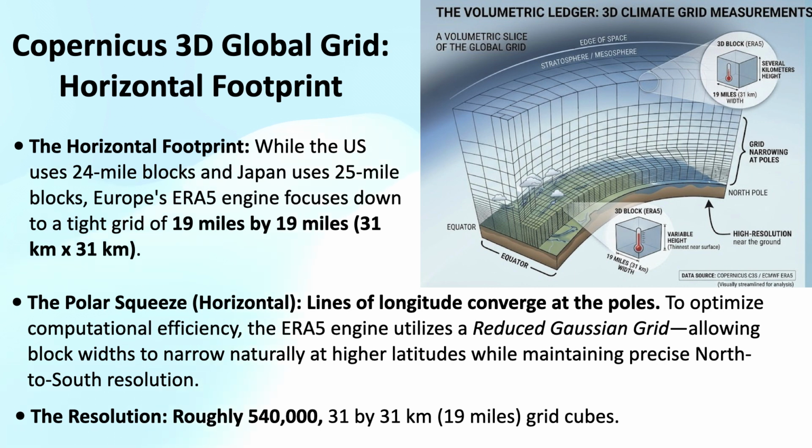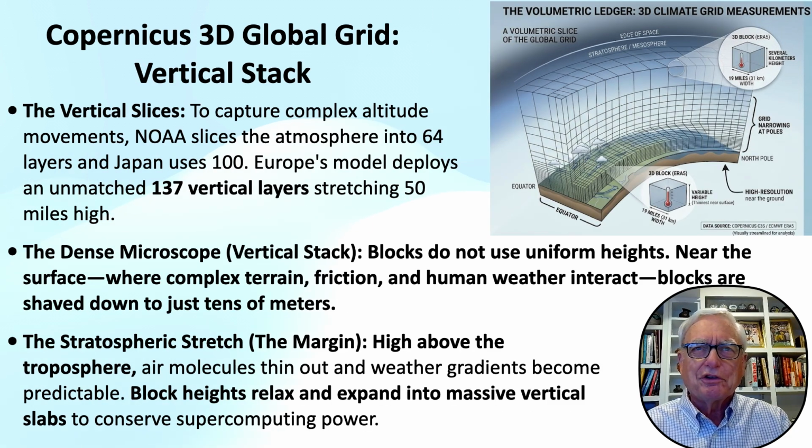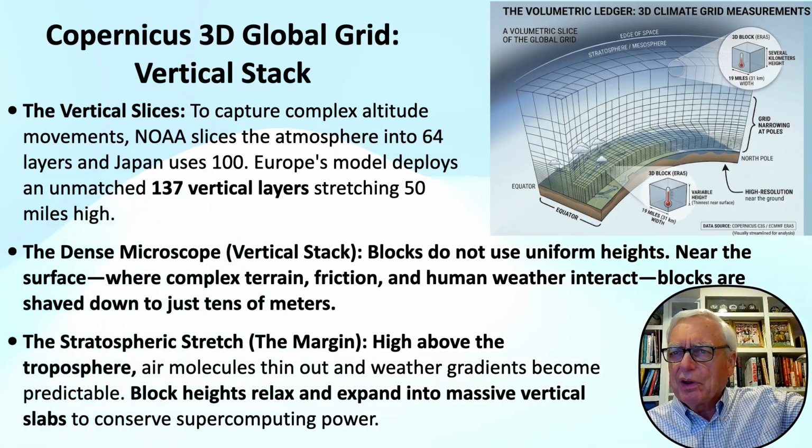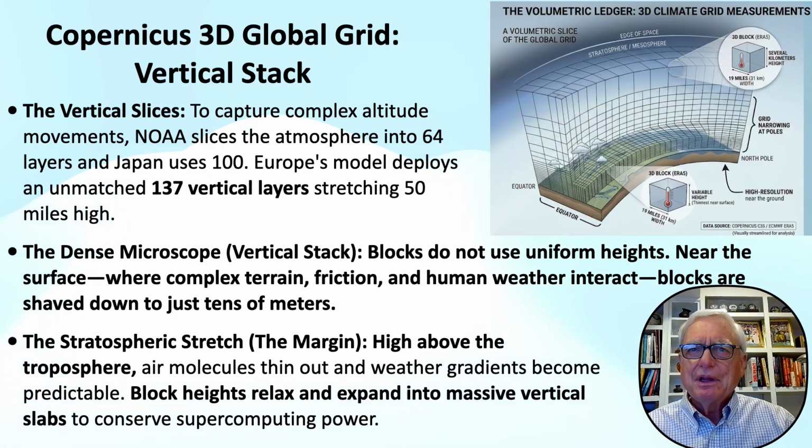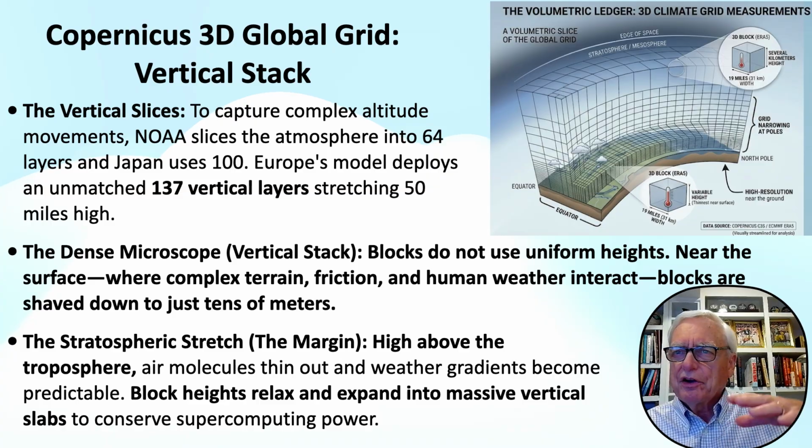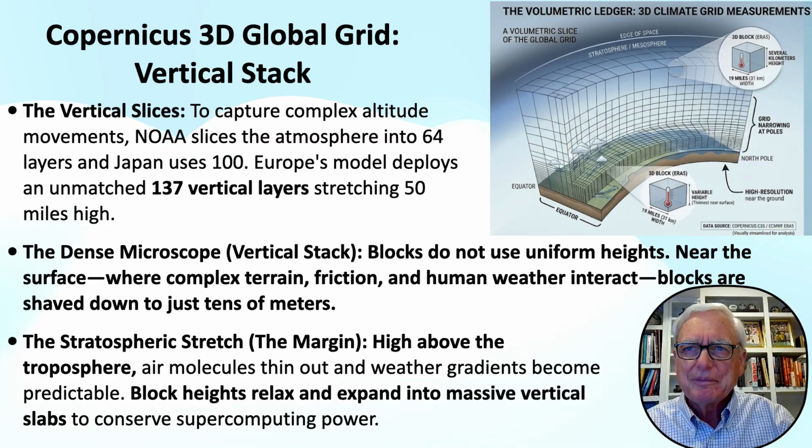Now let's talk about the vertical characteristics of this cube. And again, everybody uses the same technique, but they have different levels of granularity to them. For example, NOAA has 64 layers as they go up. Japan has 100. Europe has 137 vertical grids that stretch 50 miles high into the atmosphere.